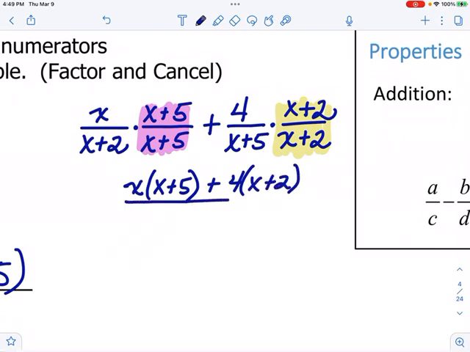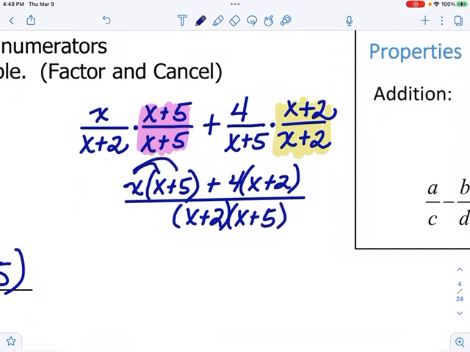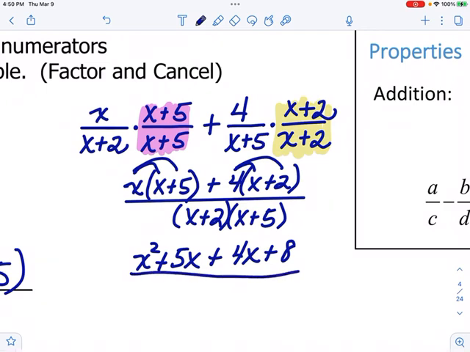I'm going to take that step and put them over the same denominator, but I'm going to put it in factored form, so I have x plus 2 times x plus 5. Okay, now I'm going to distribute each one of the groups, and so that gives me x squared plus 5x plus, then I'm going to distribute here 4x plus 8, and then over x plus 2 times x plus 5.